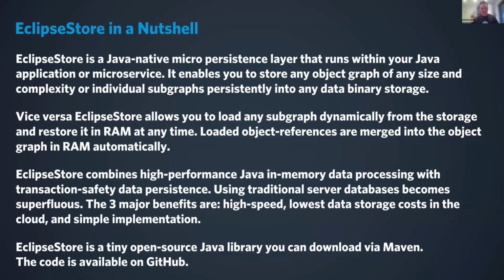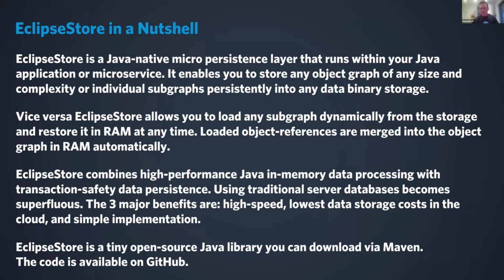So EclipseStore in a nutshell is a Java native micro persistence layer. We call it Java native because it's pure Java. There is no other database specific technology used. It's the persistence layer that runs within your Java application or Java microservice. It runs in the same JVM as your Java process. It enables you to store any Java object, any object graph of any size and any complexity.